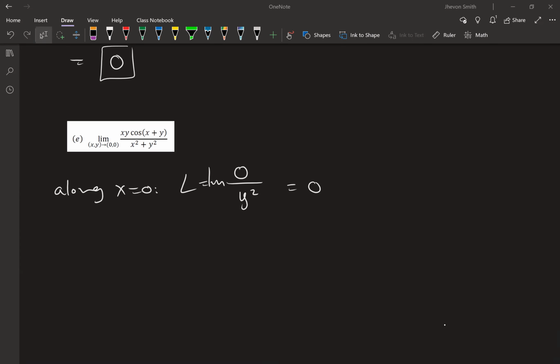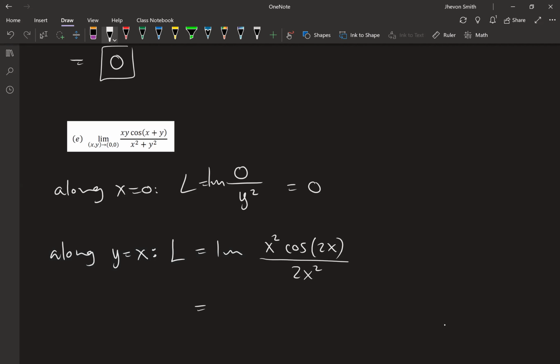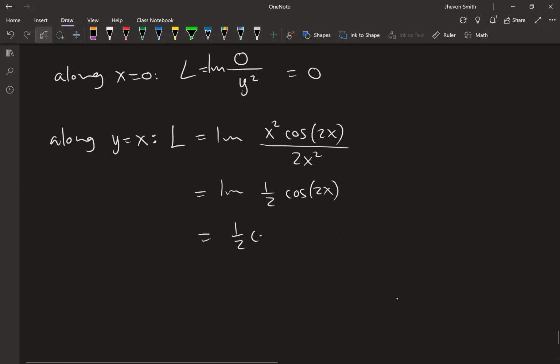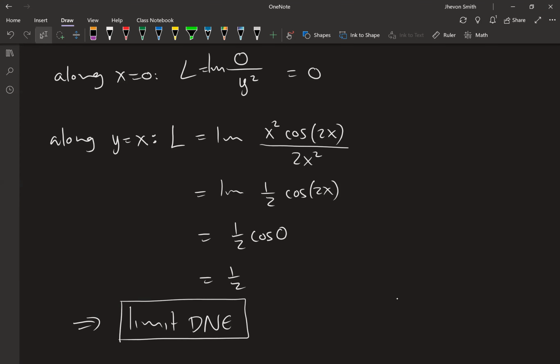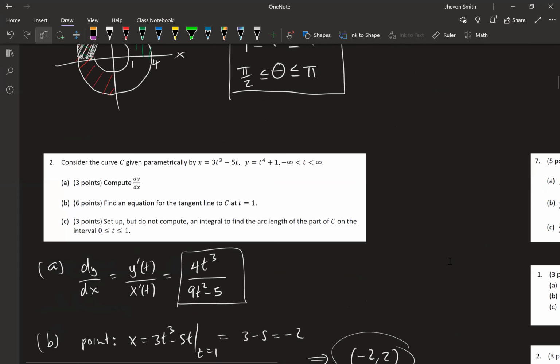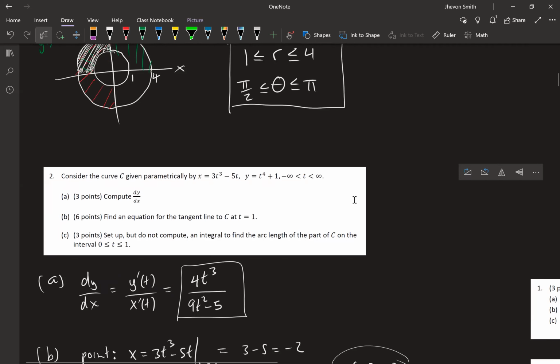y equals x. Let's see what we get here. Along y equals x, the limit would be, plugging in x for y, x squared cosine 2x over 2x squared. So this would be the limit of 1/2 cosine 2x. Now as x approaches 0, this gives you 1/2 cosine 0, but cosine 0 is 1, so this gives you 1/2. That's different. The limit does not exist. And that's done with problem 6. So, problem 7.